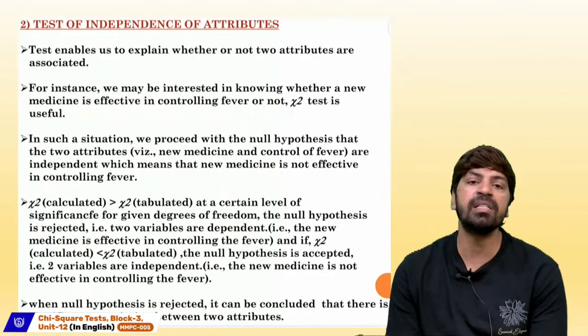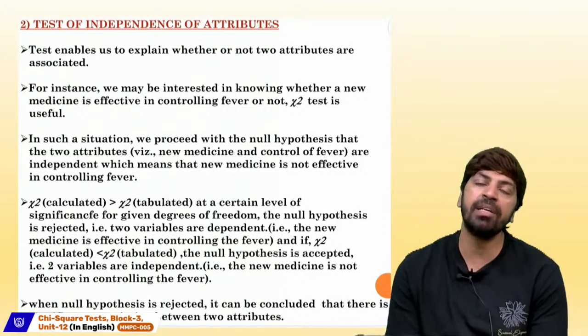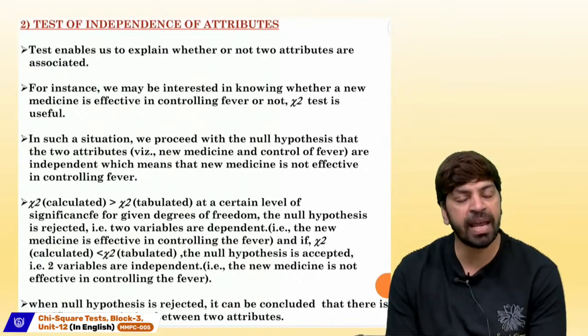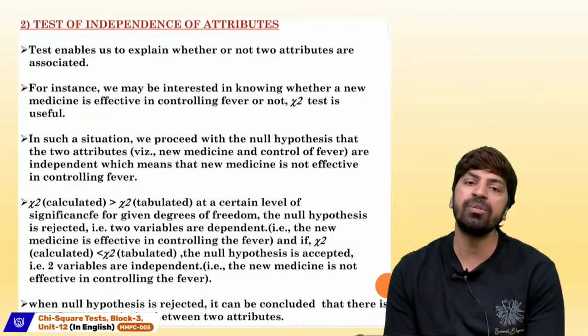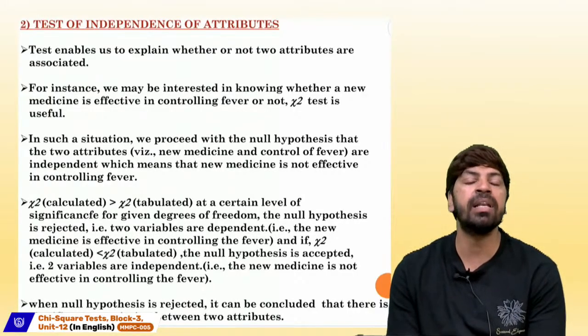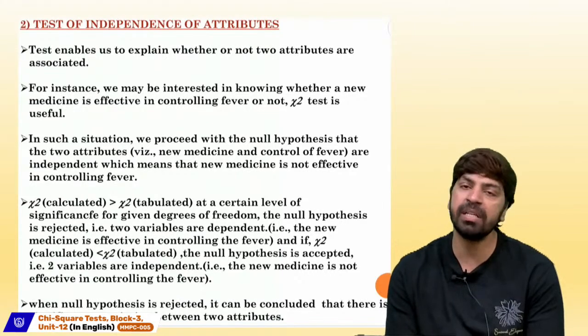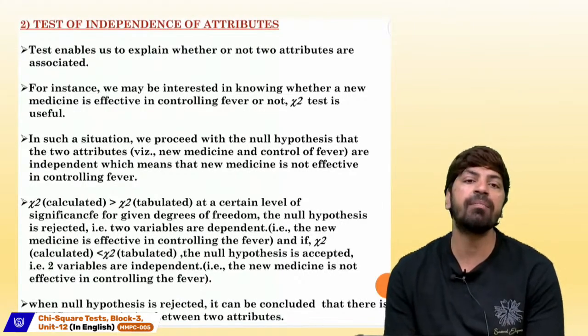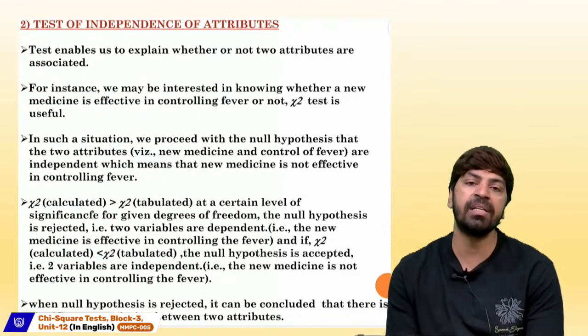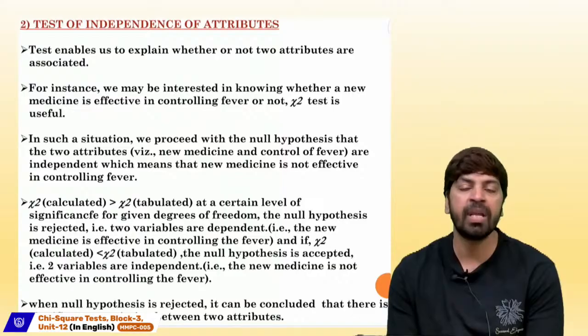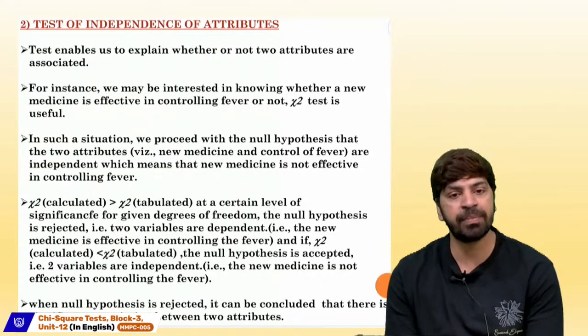So if the calculated chi-square value is more than the chi-square tabulated value at a level of significance with a degree of freedom, the null hypothesis is rejected. That means the two variables are dependent on each other. Otherwise, it is accepted.